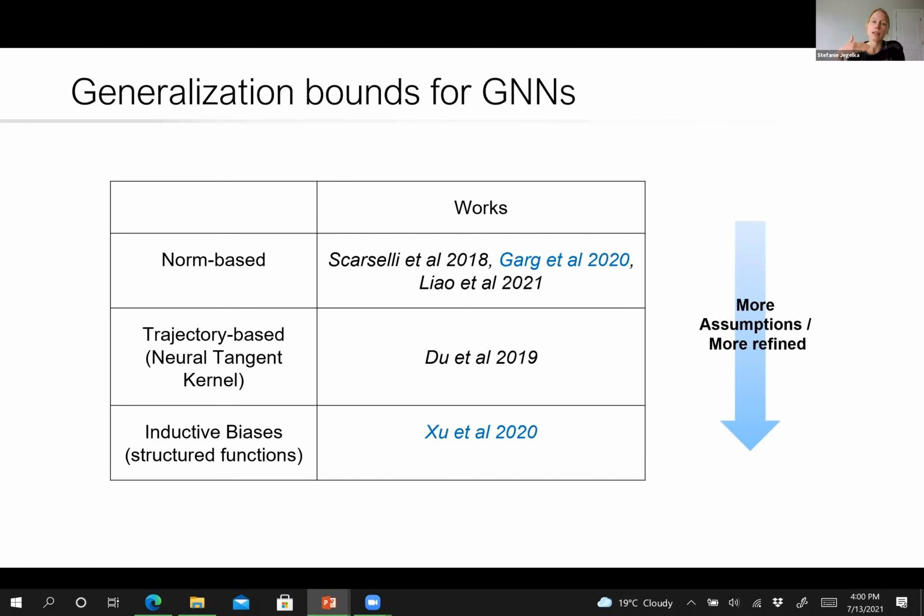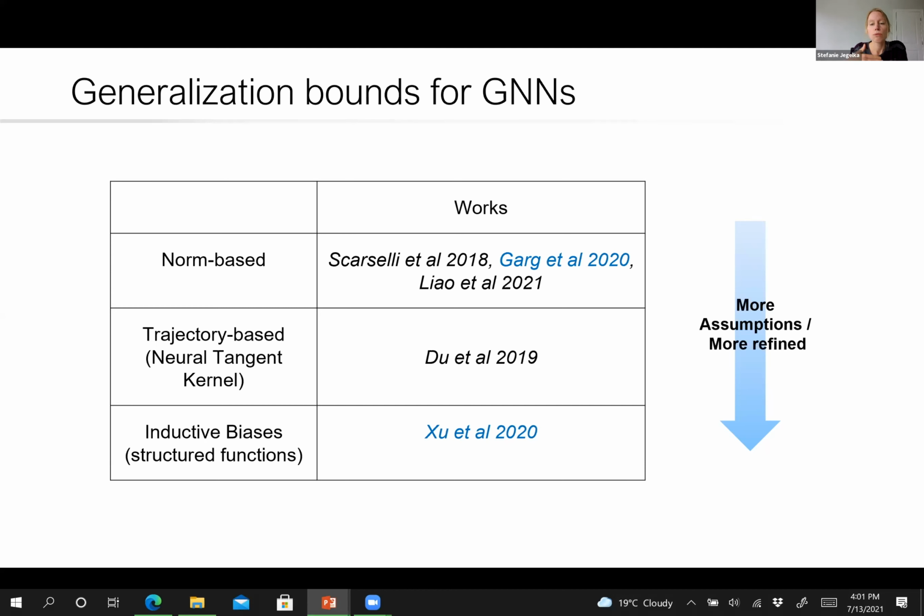And there have been a number of recent works looking at generalization bounds for graph neural networks. The most general ones are bounds that depend essentially on complexity, like VC dimension, Rademacher complexity, etc. Then there are some that also take into account the learning algorithm, for example those based on neural tangent kernel frameworks. And what I want to focus on today is taking into account even more of the structure of the problem, the architecture and the task structure.